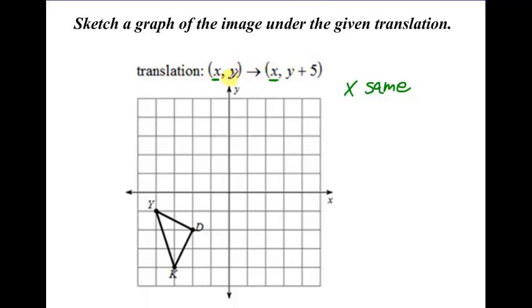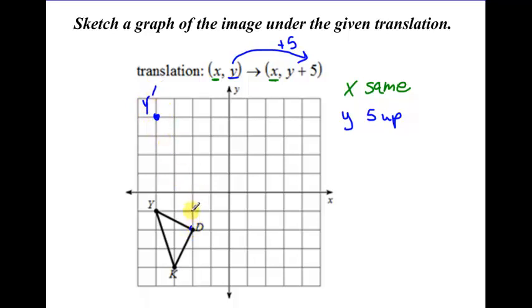However, the y's are being added 5 units to them. So for the y's, we're going to move the y's 5 units up. So it's stay the same on x, but move 5 units up. So we're just going to slide this thing up 5 units. Let's take it one point at a time. Move y: 1, 2, 3, 4, 5. There's y prime.